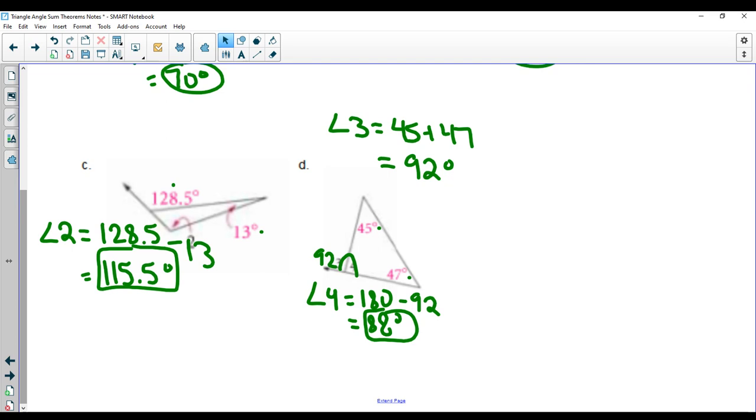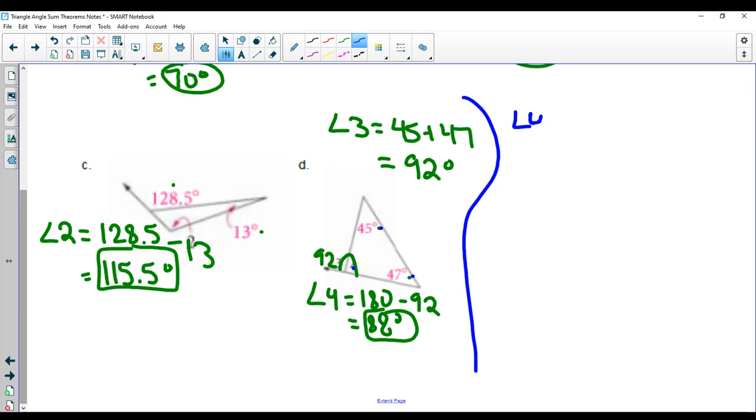So the green way is just using the exterior angle theorem. Now, the blue way, let's just say I don't like this. On this problem, you could say, I don't really care for the exterior angle thing. I want to use the angle sum theorem we learned about earlier, which in this case would say that 45 plus 47 plus angle 4 would add up to 180 degrees.